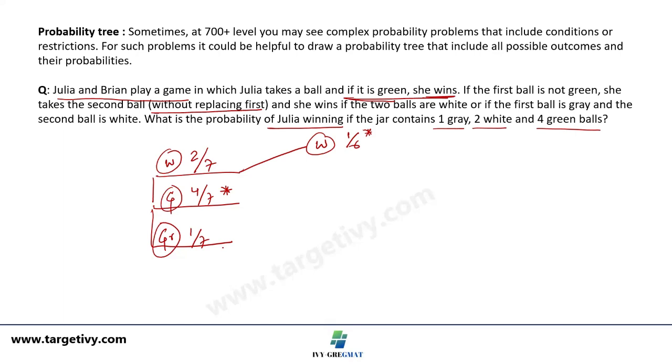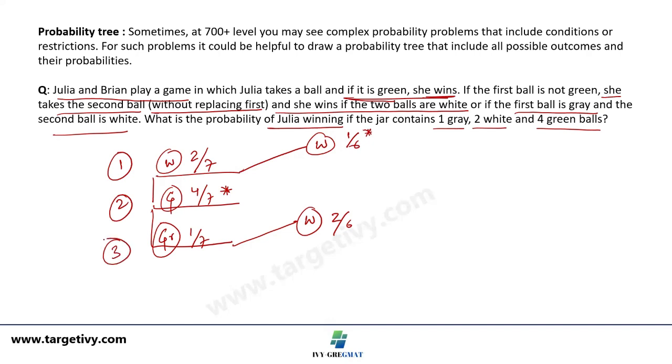If she gets a gray ball, this is followed by the second ball. She will win if the two balls are white, or if the first ball is a gray ball and the second ball is a white ball. That probability is 2 by 6. Now these are the three ways in which she can win. This is number one, number two, and number three. Now that makes it more or less clear.